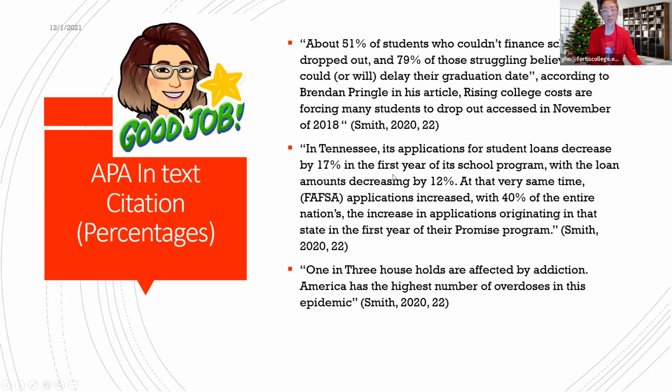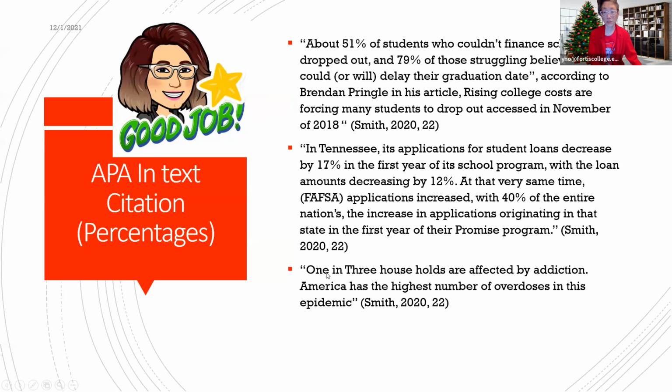Here's another percentage example. In Tennessee, its applications for student loans decreased by 17% in the first year of its school program, with the loan amounts decreasing by 12%. At that very same time, FAFSA applications increased with 40% of the entire nation. The increase in applications originating in that state in the first year of their program. And so here you have, once again, percentages. So you need to cite the source.